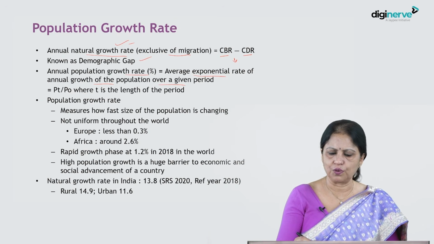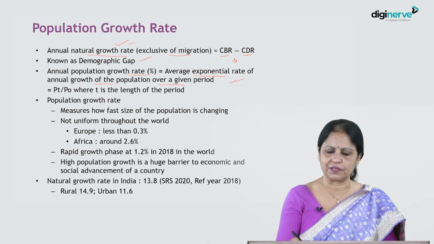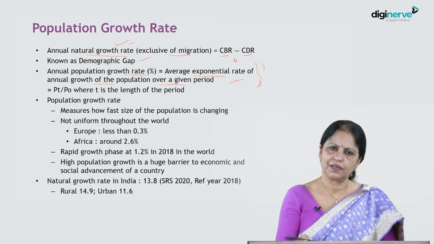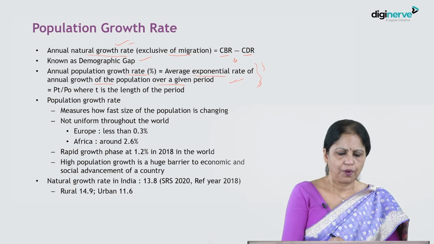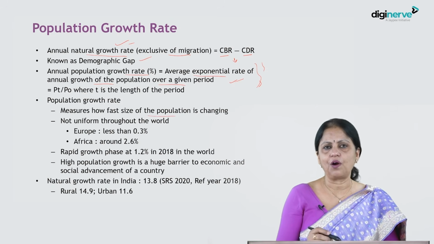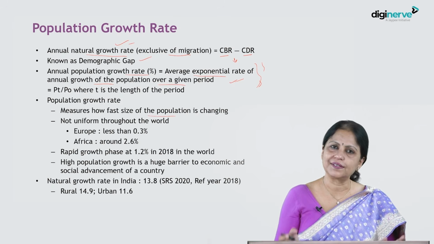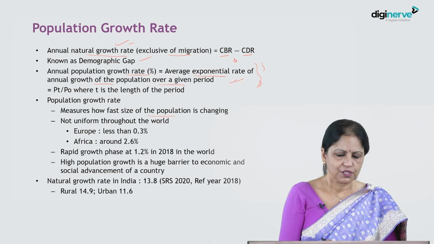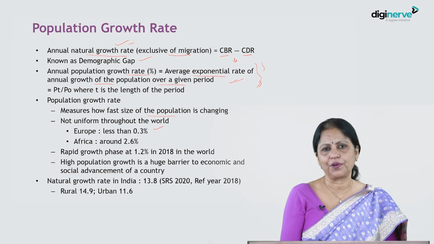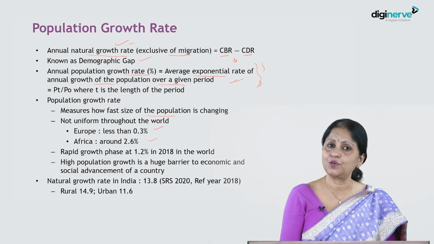Here you need not know much in detail. You can just remember this because this might come in the MCQ. Population growth rate measures how fast the population increases in size and it is not uniform throughout the world. So in Europe, you can see it is less than 0.3%. In Africa, it is about 2.6%.